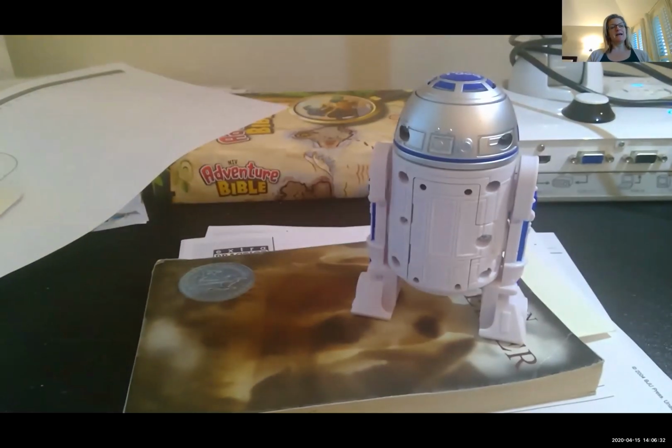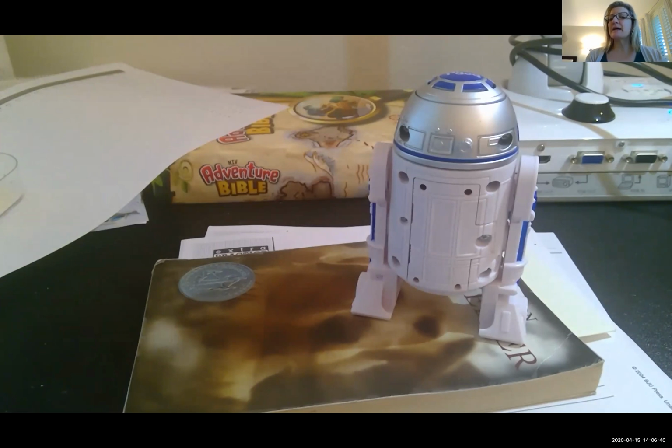This week we're going to be talking about independent clauses. But before we do that, I want to do a review over the prepositions that we talked about all last week. So let me share my screen with you. And we are going to take a look at R2-D2 again. R2-D2 has returned, has another appearance on our English show.